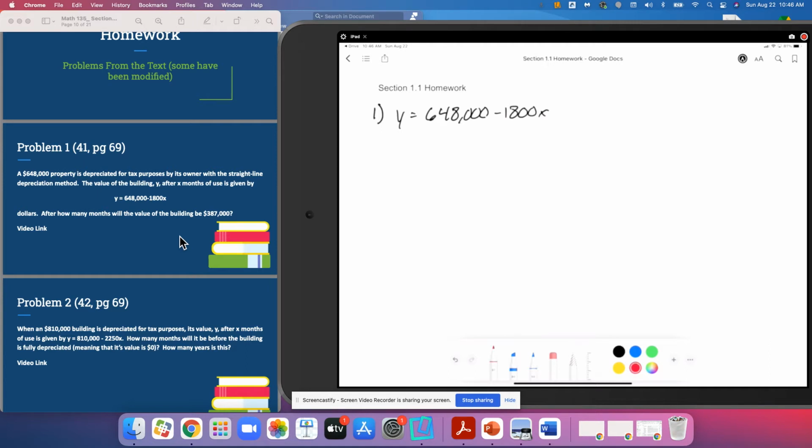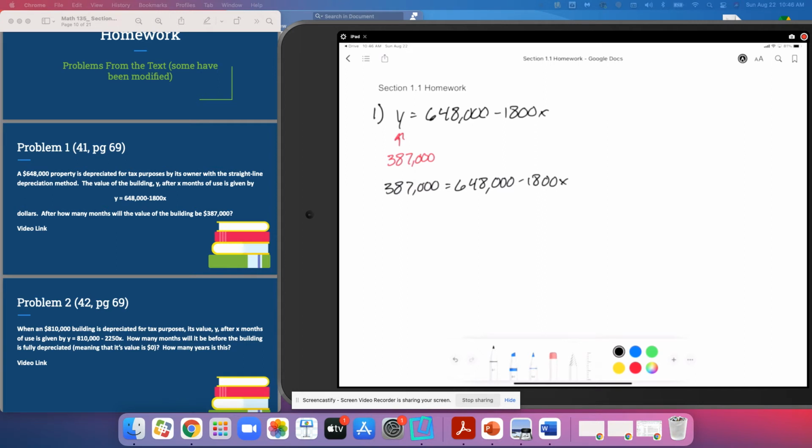And so we're going to go ahead and put in for Y that $387,000 number. And so we're going to have 387,000 is equal to 648,000. I'm not sure what's up here. One second, folks. I'll figure out what's going on with that ruler and I'll be right back. There we go. So we've got 648,000 minus 1800 X.